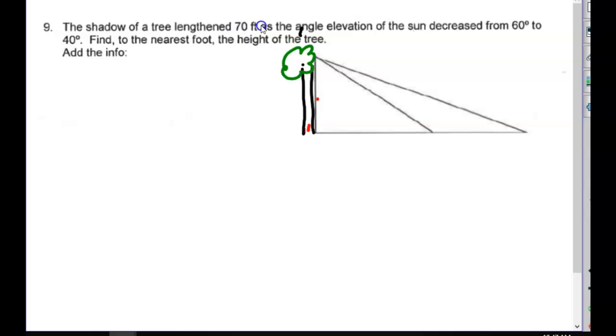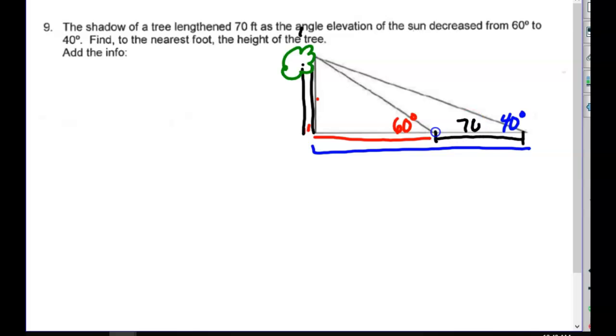And the shadow of the tree lengthened as the angle of elevation of the sun changed from 60 to 40 degrees. So I'm thinking that the shadow went out here when you had to look up 60 degrees, and now the shadow is out to here when you only have to look up 40 degrees to see the sun. Find to the nearest foot the height of the tree. Interesting. Where's the 70 go? Yes, the 70 is this difference. I think this is how much the shadow changed.